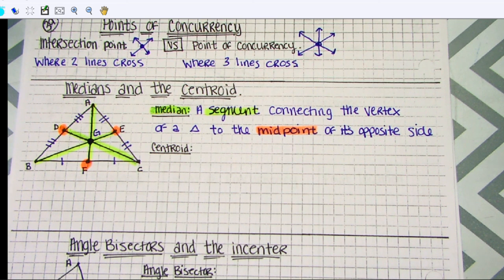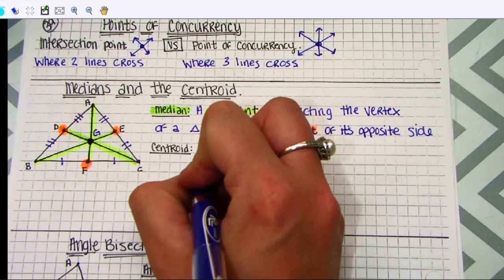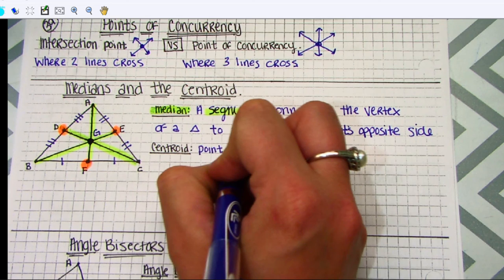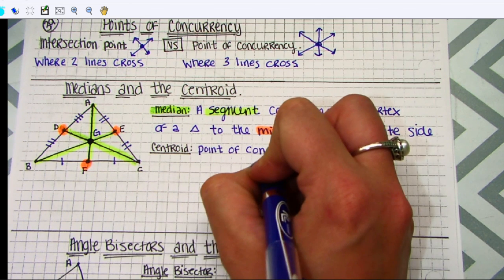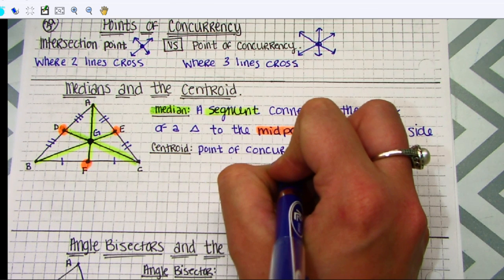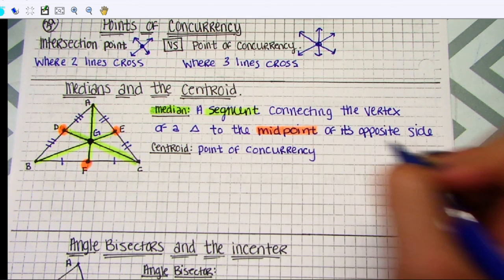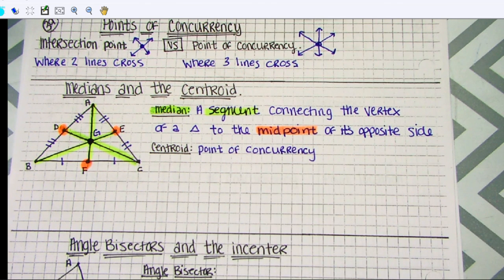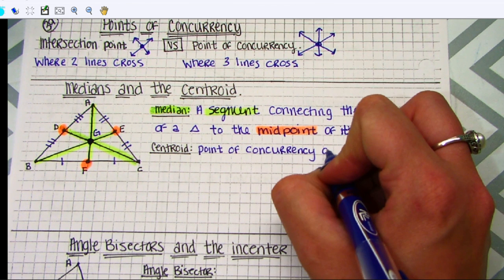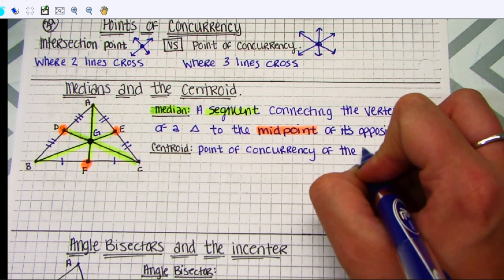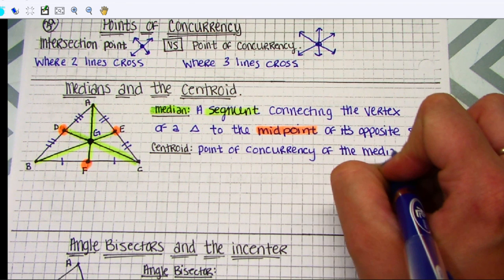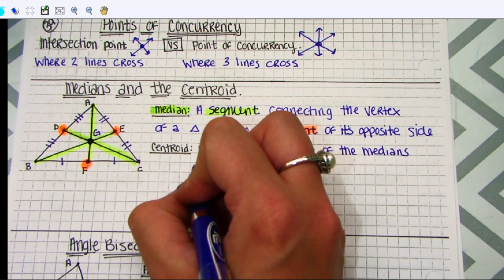So the centroid, by definition, is the point of concurrency. And remember, it's a point of concurrency because we have 3 lines crossing to make that point. So it's the point of concurrency of the medians in a triangle.